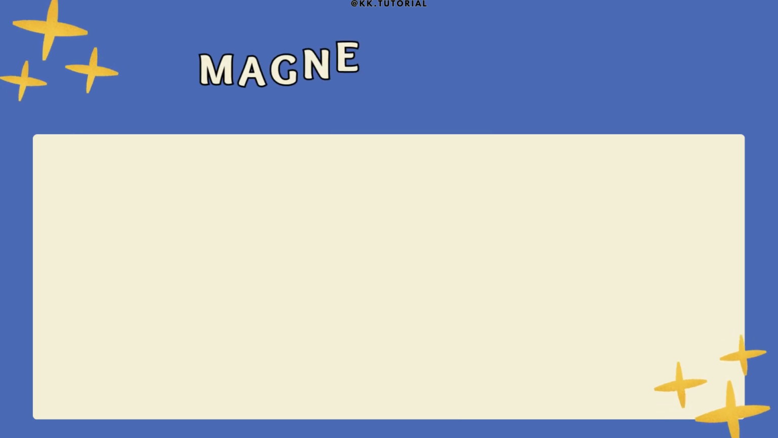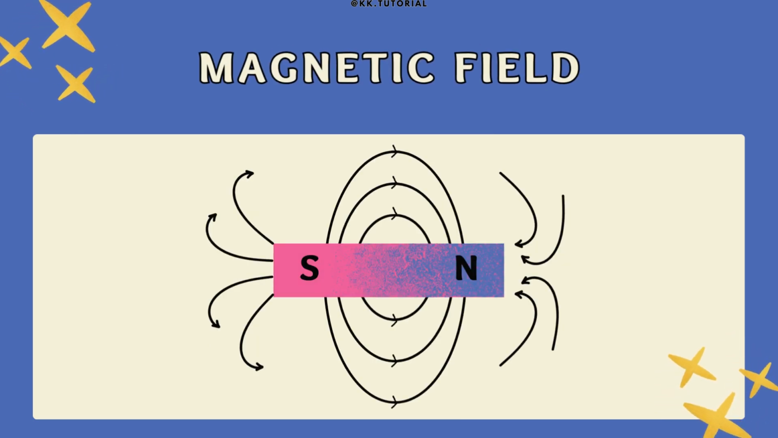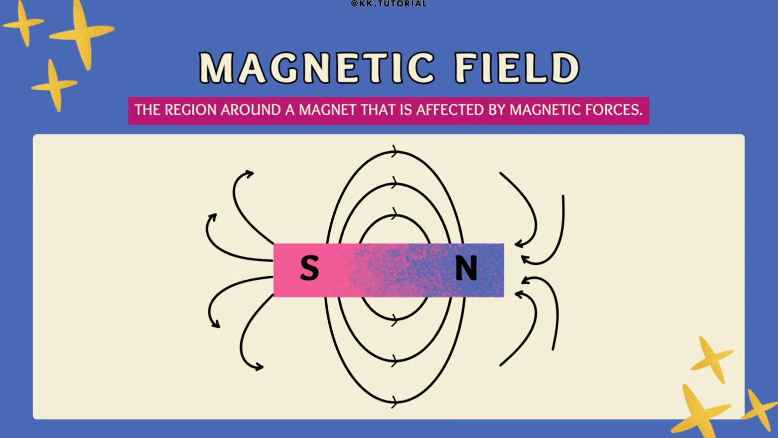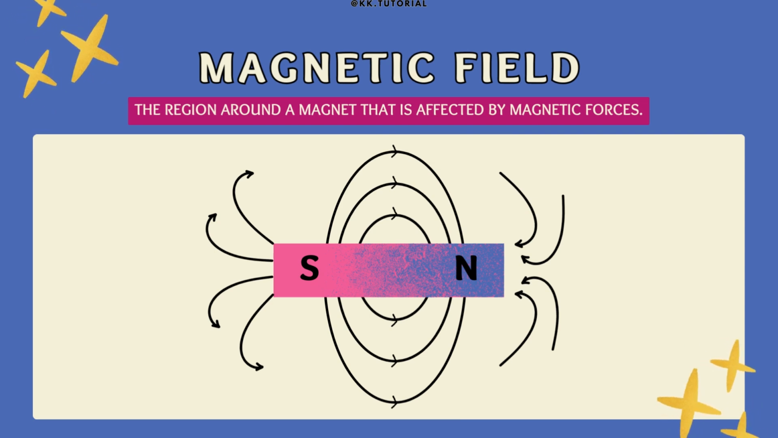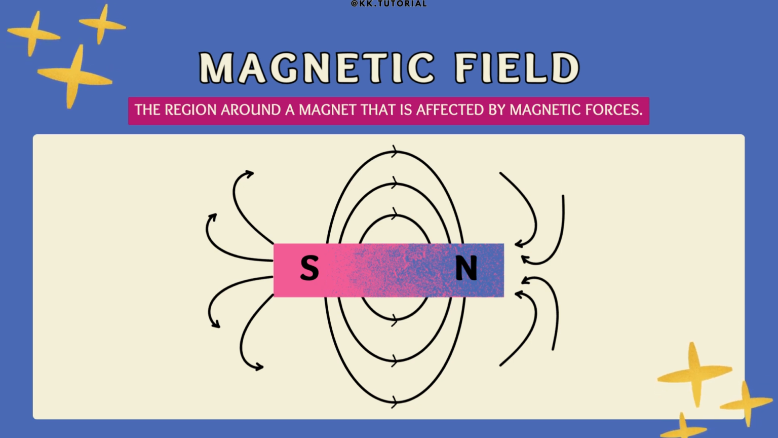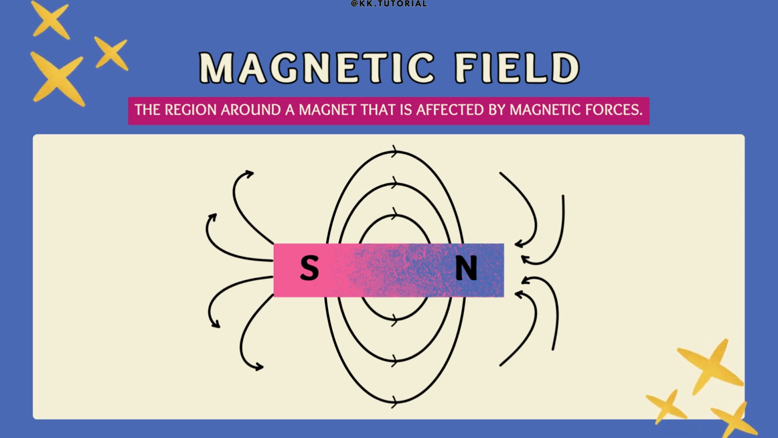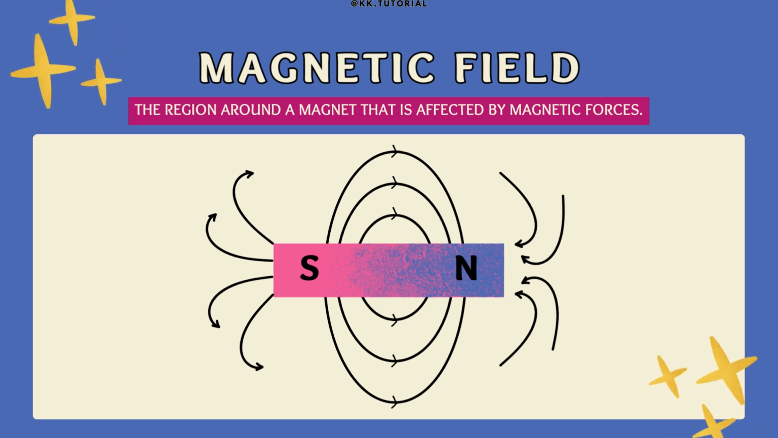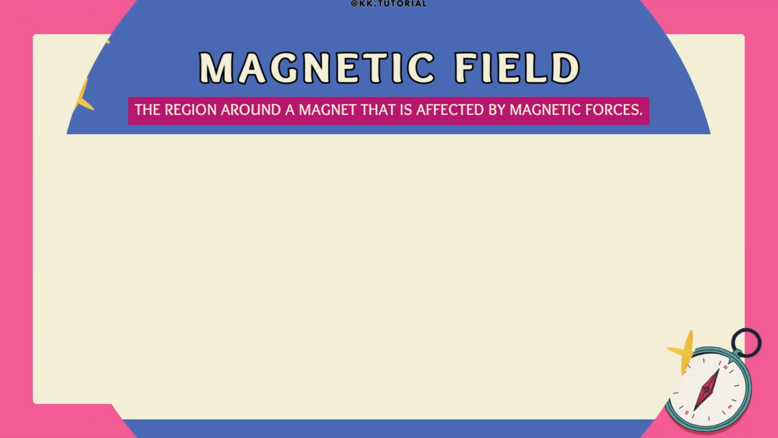Students, let's see what a magnetic field is. In the given diagram, the area around a magnet in which the effect of magnetism is felt is called a magnetic field. Typically, a magnetic field can be illustrated in two different ways: magnetic field vectors and magnetic field lines.